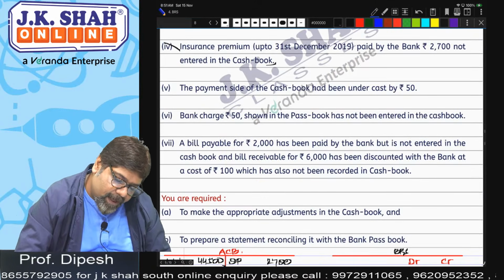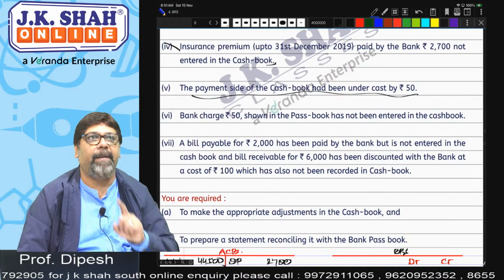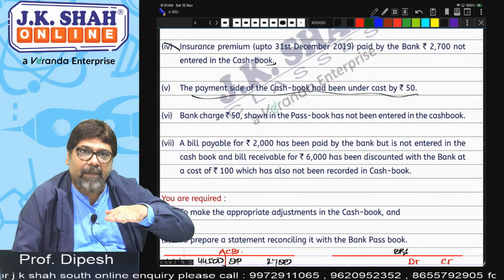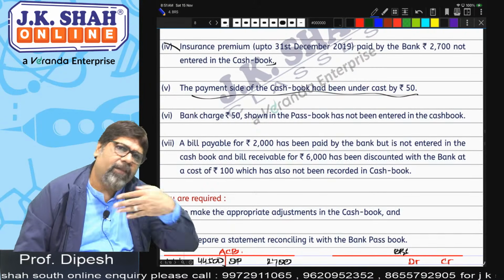Thereafter, the payment side of the cash book has been undercast by 50. The payment side of the cash book is the credit side. Credit side is undercast by 50. So what will we do? Record on the same side 50.